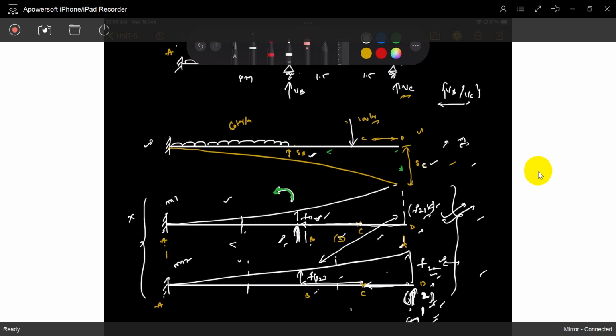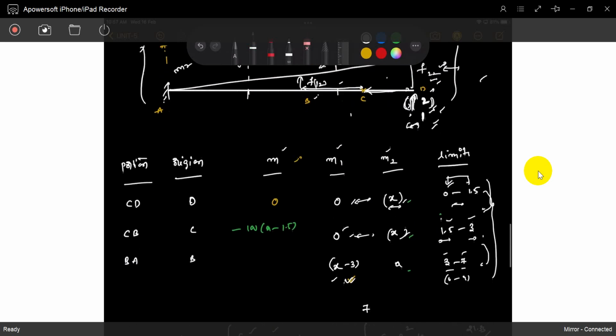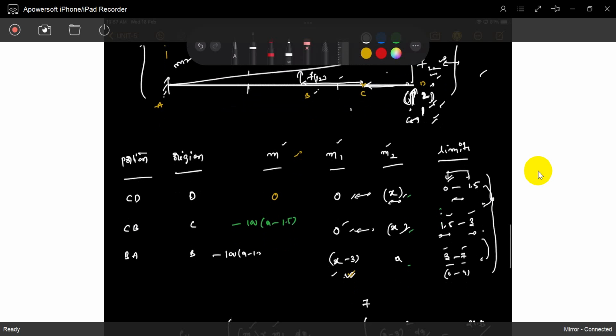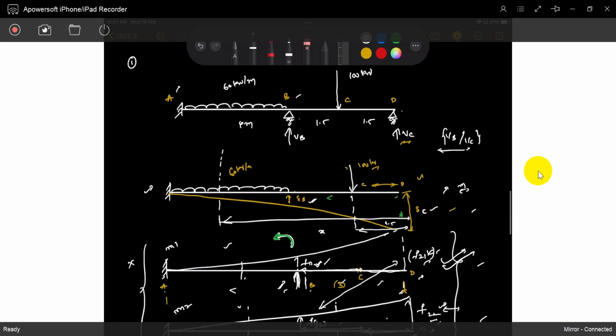Now in this part, what is the bending moment? If you see this part, this is x. Same, 100 into this distance, which is 1.5. 100 into x minus 1.5, the same will come. And from this part, this is 60. If this is something, what is this distance? This is 1.5, 1.5, 3.